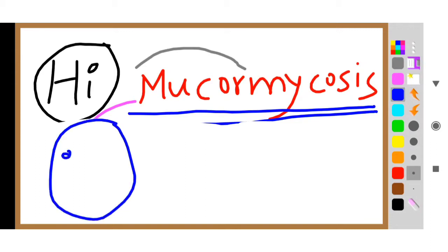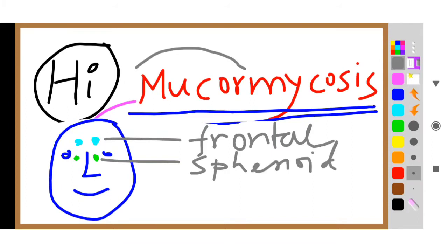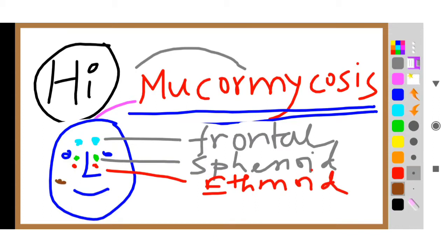Suppose this is your face. Pardon me for drawing such a horrible face, but anyway, for explaining to you, it's okay, I think. So here in these portions, you have the frontal sinus, F-R-O-N-T-A-L, frontal sinus. And in this portion, you have the sphenoid sinus, and just beside it you have the ethmoidal sinus. And here you have the maxillary sinus.